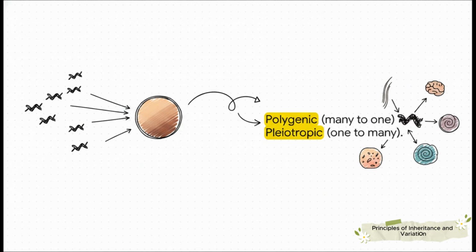Polygenic means many genes control just one trait. A great example is human skin color, which is determined by the cumulative effect of 3 separate pairs of genes. Pleiotropy is the exact reverse. One single gene affects many different traits. A classic example here is phenylketonuria, or PKU, where just one mutated gene causes reduced hair pigment, skin changes, and mental issues all at once.